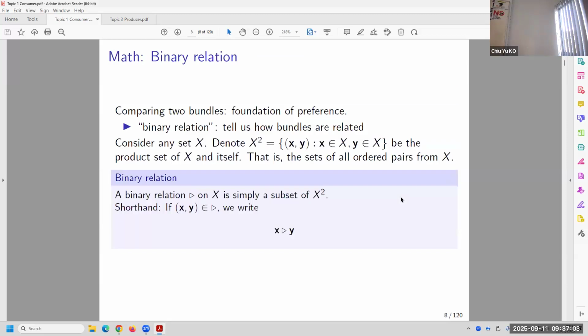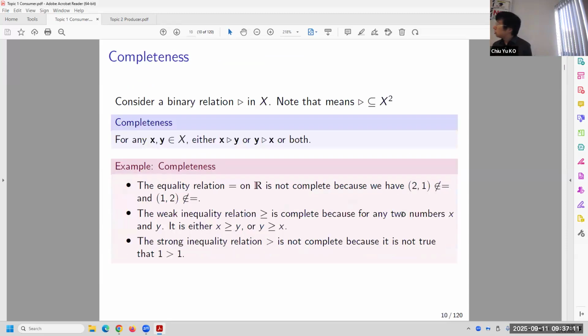Preference, in math, is a binary relation, basically telling you how each element in this set is related. We impose a constraint on what kind of relation they can have. We impose what we call complete and transitive as a rational preference. Complete means that given any two things, you can always compare them. You can't say I don't know.